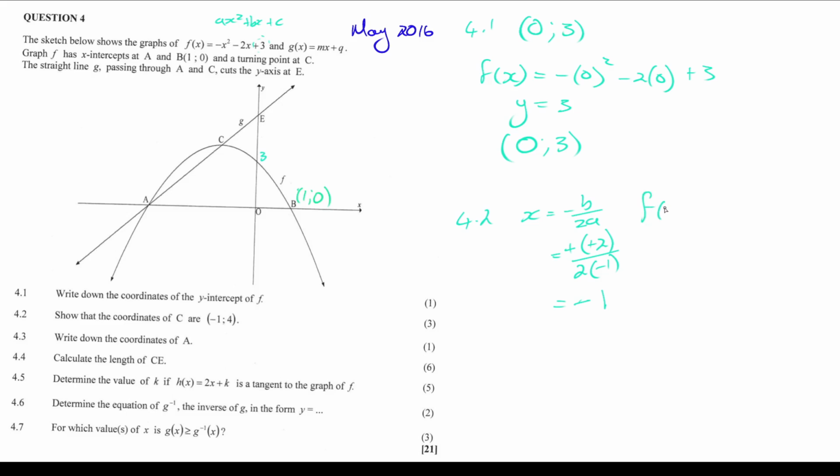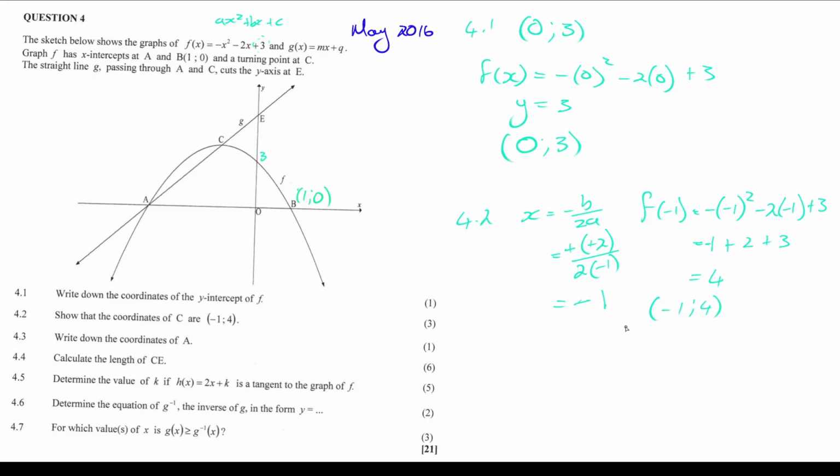and then I'm going to substitute that into my equation to find the y-coordinate of my turning point. f(-1) equals negative (-1) squared minus 2 times -1 plus 3. This will become a +1, but there's a negative, so that's a -1. Then -1 plus 2 plus 3. 5 minus 1 is 4. Therefore, our turning point is (-1; 4).